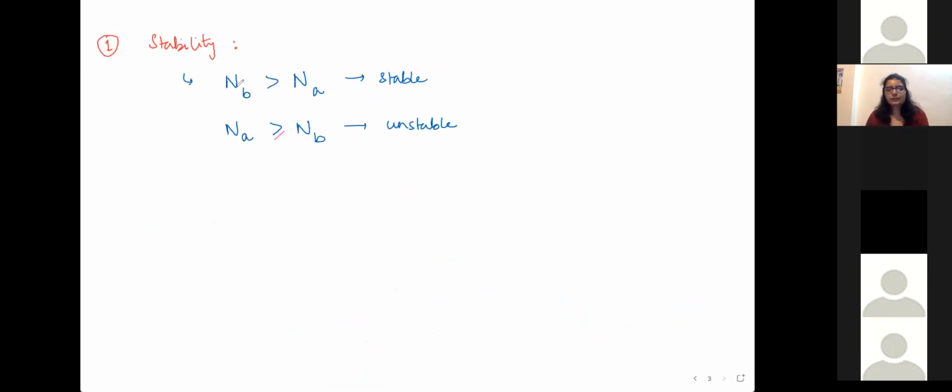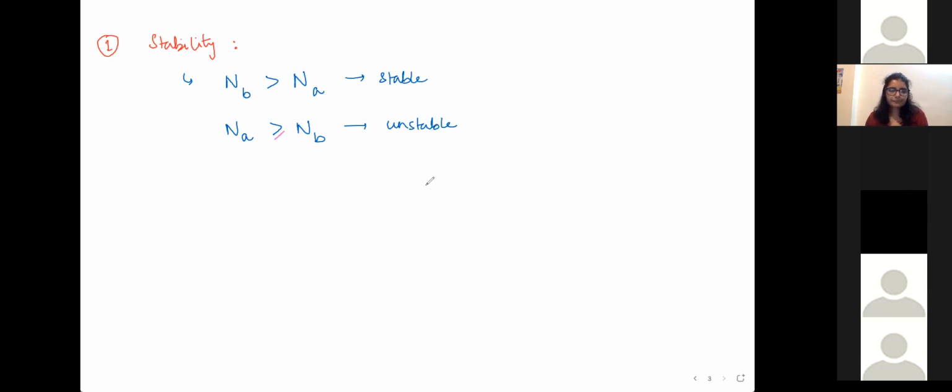Simple. So if you have more electrons in bonding than anti-bonding, then the molecule that is formed is stable. That molecule will be formed and it is going to be stable. But if you have more electrons in anti-bonding orbitals, then that molecule will not be formed and it's going to be unstable.